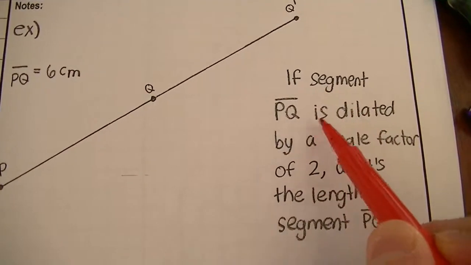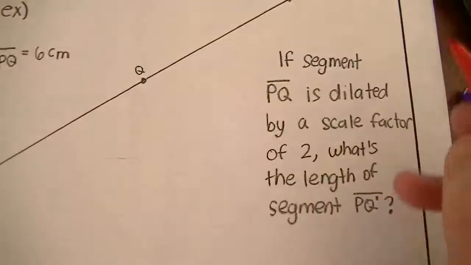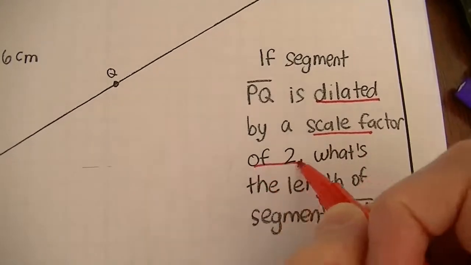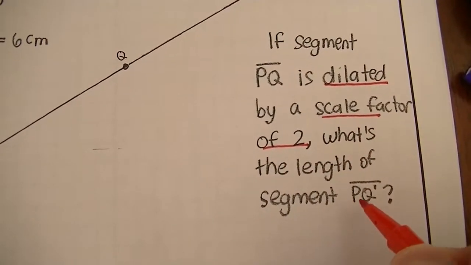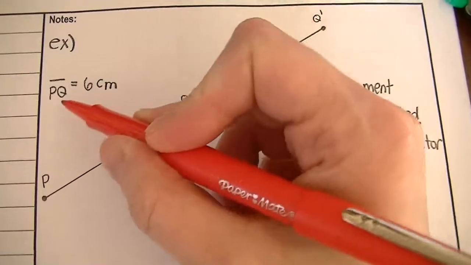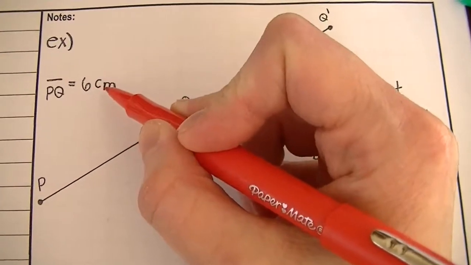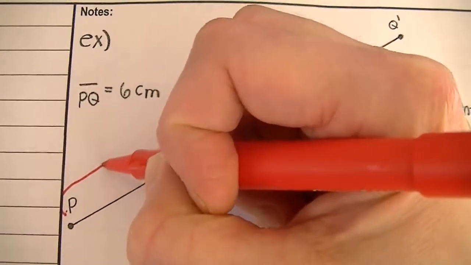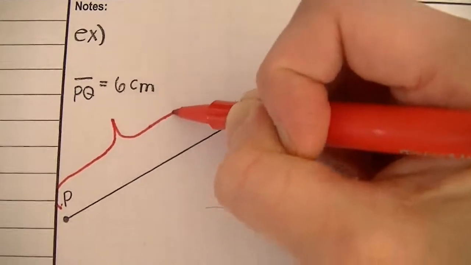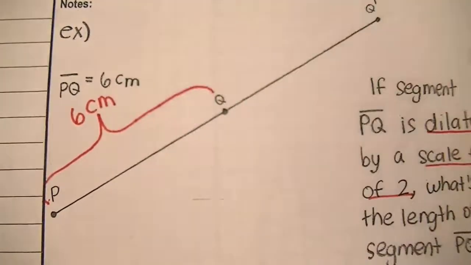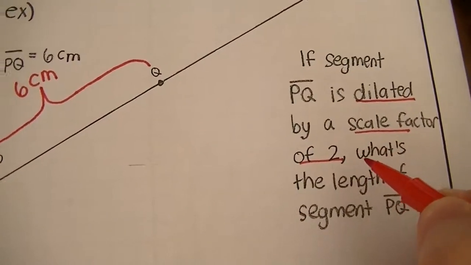If segment PQ, so from here to here, is dilated by a scale factor of 2, what's the length of segment PQ prime? So let's label this. It says PQ is 6 centimeters. So from right here to right here, that's 6 centimeters in length. Okay? And it's dilated by a scale factor of 2.